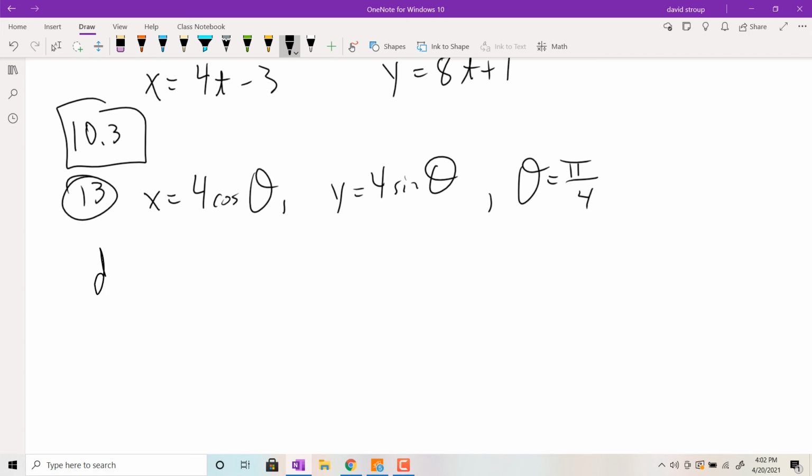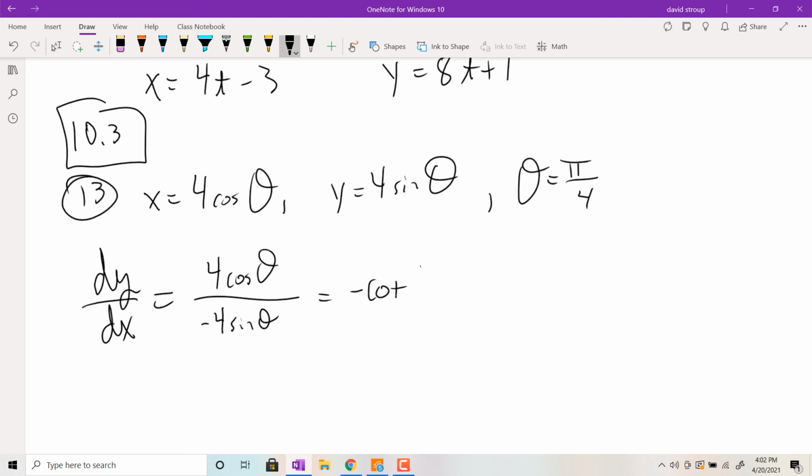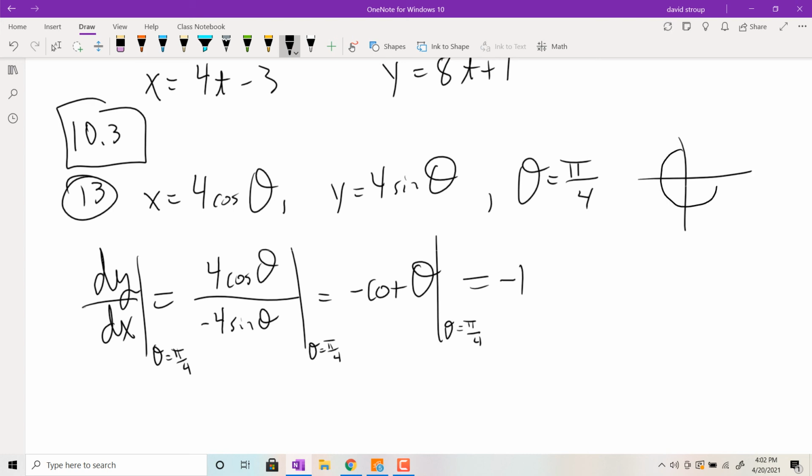To get the slope of the tangent line, you do dy over dx. It's the derivative of y, which is 4 cosine theta, all over the derivative of x, which is -4 sine theta. This will end up being negative cotan theta. Then we want to evaluate at theta equals pi over 4. Tan of pi over 4 is 1. Cotan then is 1 over 1, which is 1, and then it's negative. So it's -1, a negative slope, which makes sense if you think about what a circle looks like at pi over 4. You would expect the slope to be -1.